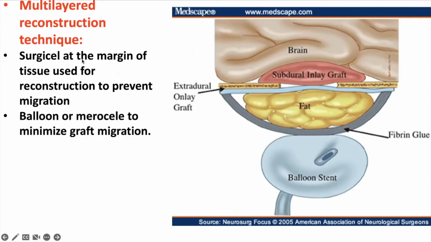The Surgicel should be placed at the margin of the graft or the flap, so that it does not migrate, and then you should support this graft or flap by balloon or Merocel so that it does not displace while coughing or sneezing or straining after the surgery.